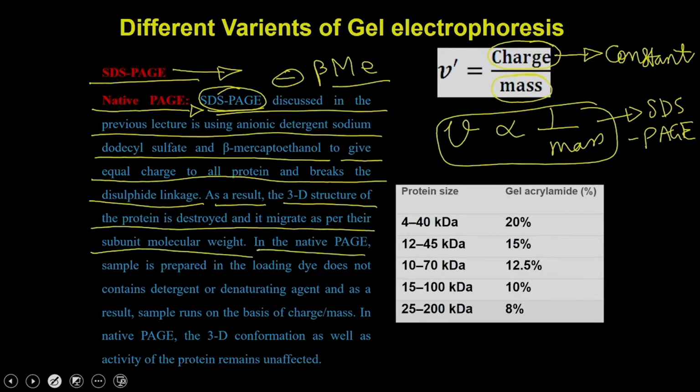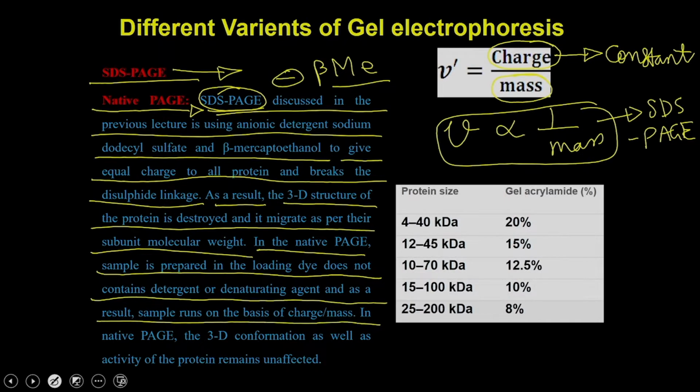Whereas, in native PAGE, the sample is prepared in the loading dye that does not contain the detergent or the denaturing agent, and as a result the sample runs on the basis of charge by mass. So, this relationship: the electrophoretic mobility is directly proportional to the charge and inversely proportional to the mass, or in general the electrophoretic mobility is affected by the charge by mass ratio, which is the condition for native PAGE.